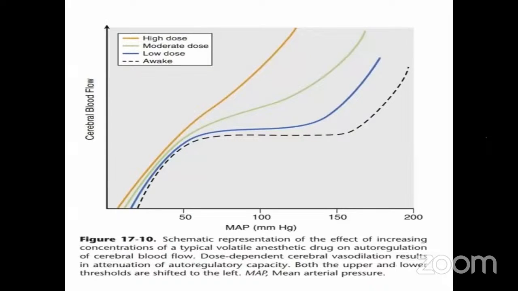This is the graph representing the mean arterial pressure and the cerebral blood flow. The orange one, which increases, represents greater than 1 MAC. This one is at 1 MAC. This is less than 1 MAC. That is 0.5 MAC.